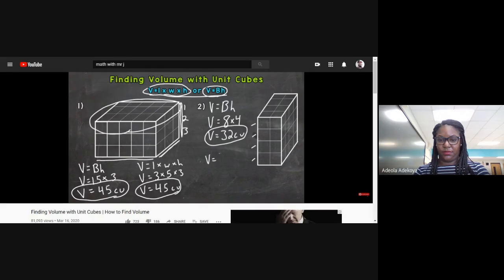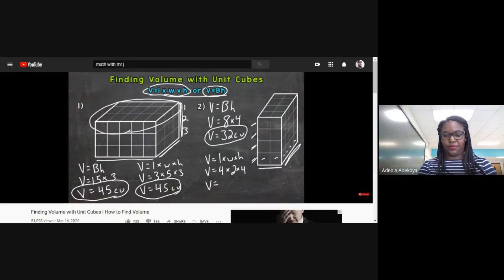Let's do length times width times height as well. So write out our formula, then we plug in. So how far back? What is the length? 1, 2, 3, 4. Times the width here, which is 1, 2. And the height we already determined is 1, 2, 3, 4. So we get to a volume of 4 times 2 is 8, times 4 is 32 cubic units.